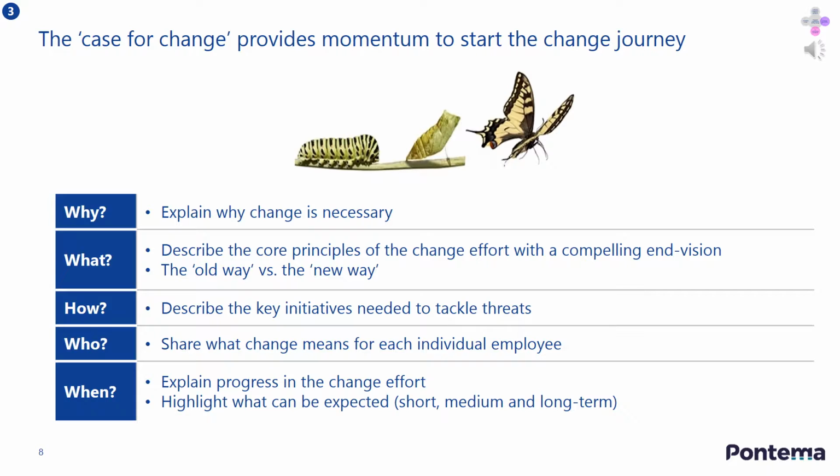Firstly, explain why change is necessary. Here, you need to balance logic and emotion and explain the organization's need to change. But it is also important to minimize emotional anxiety by turbocharging the call to action, for example, by demonstrating empathy with employees' current pain points. Secondly, the case for change should describe what is going to happen by articulating the core principles of the change effort with a compelling end vision. Here, it helps to visualize the key changes to be made and the associated benefits for the organization.